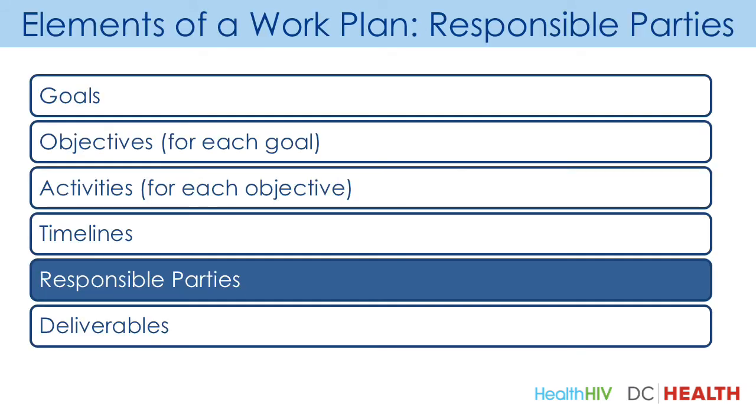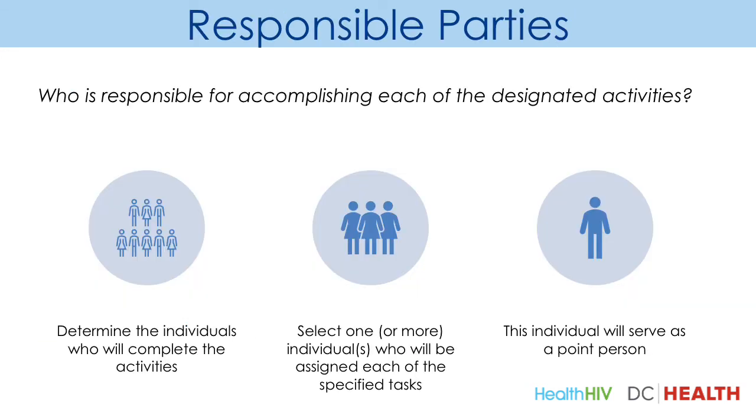Once you have determined the project's goals, objectives, and activities, you also need to determine who's going to be responsible for accomplishing each of the designated activities. Responsible parties are the individuals who will be assigned the task of completing the activities. During this process, you should select one or more individuals who will be assigned each of the specified tasks. This is important even if a team of individuals is actually responsible for carrying out the tasks together.